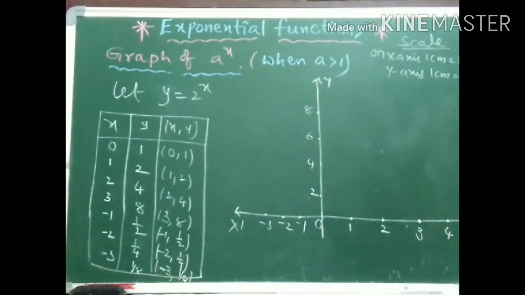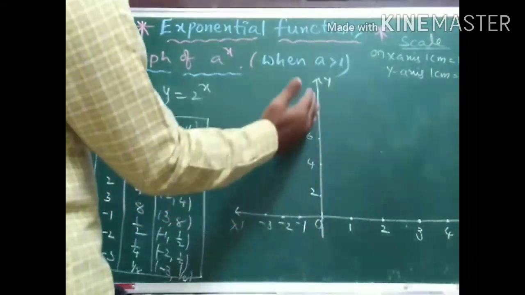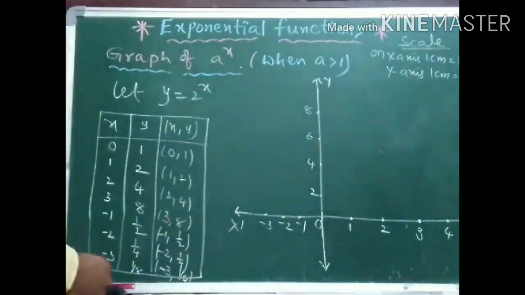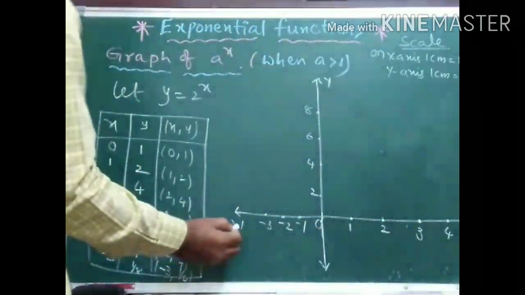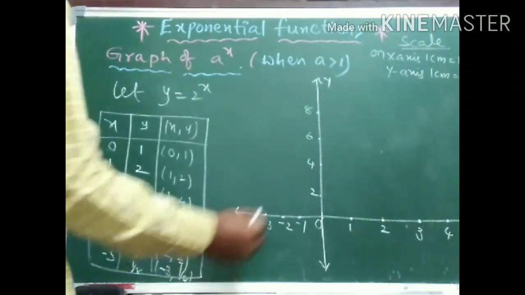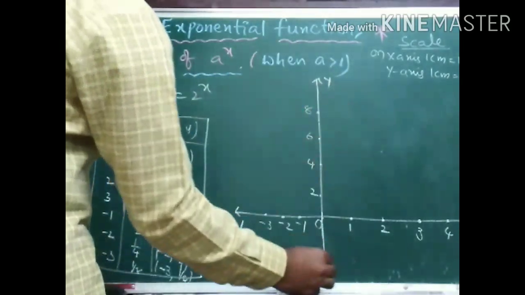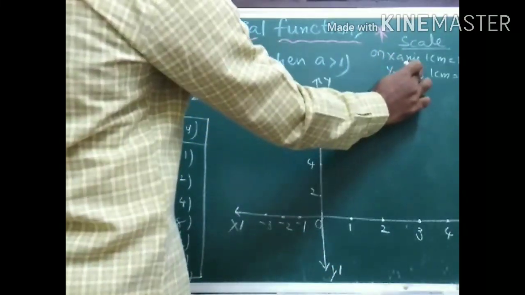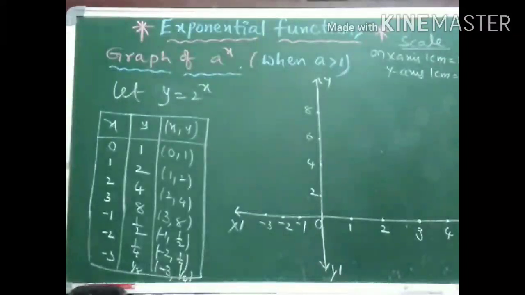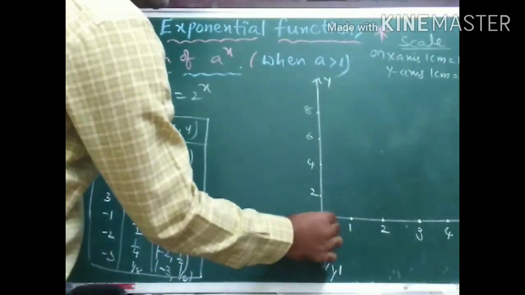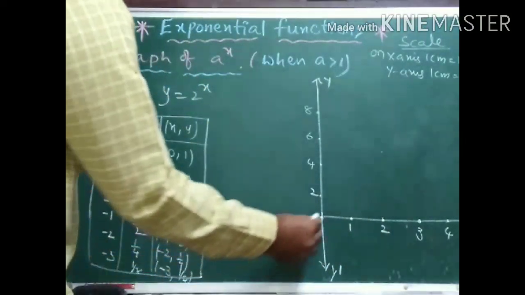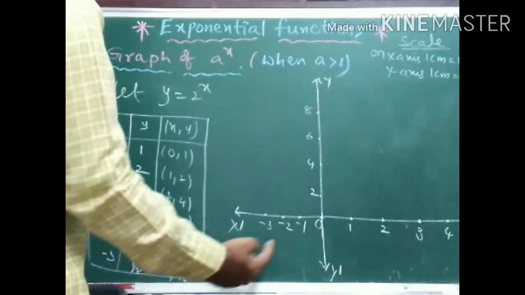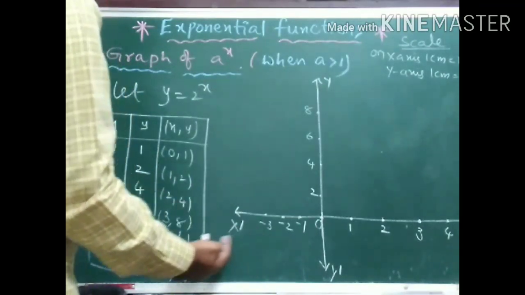So let us draw the horizontal line and vertical line. Assume them as x-axis and y-axis. The positive x-axis and negative x-axis will be marked with x and x dash. Similarly, the positive y-axis is y and the negative y-axis can be denoted with y dash. Now on the x-axis, we can assume 1 centimeter as 1 unit. So from 0, 1 unit as 1 centimeter: 1, 2, 3, 4 in the positive direction. Similarly, in the negative direction, minus 1, minus 2, minus 3 and so on.